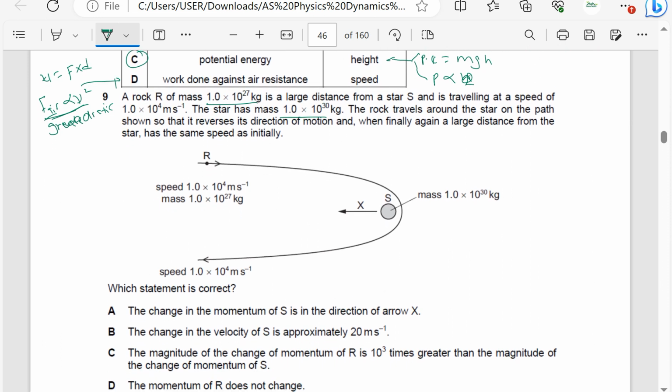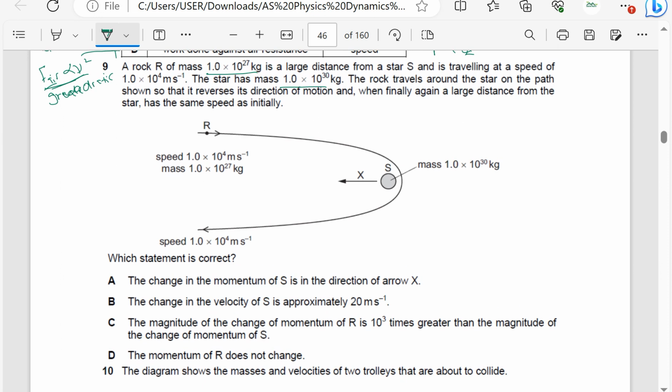Number one, the change in momentum of S is in the direction of Rx. I don't think this is true, because if you look at Newton's third law, that will not be correct. The change in momentum of S cannot be in the direction of the Rx.